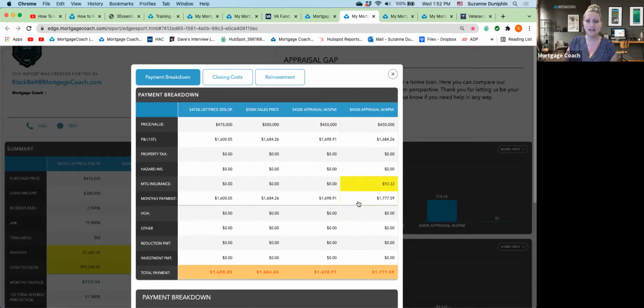So that's bridging the appraisal gap, guys. And it lets the borrower and realtor know that they're going to be able to complete the transaction. Okay, so make use of those different mortgage insurance options.